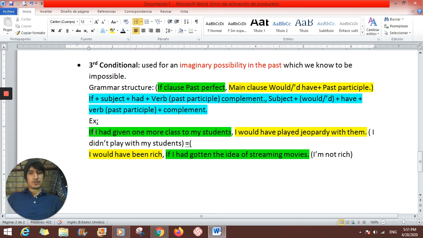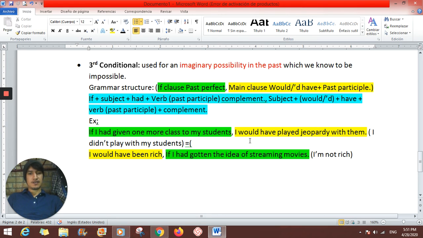Here are some examples. If I had given one more class to my students, I would have played Jeopardy with them. It's imaginary. It was an imaginary possibility in the past. It didn't happen. I didn't play with you guys. But here we go. Had, given. Had plus past participle in your if clause. In your main clause, would, have, and played. So would have and then a verb in past participle.